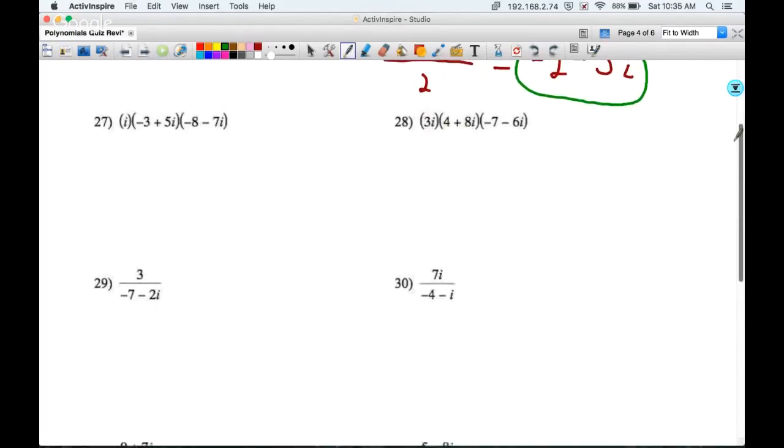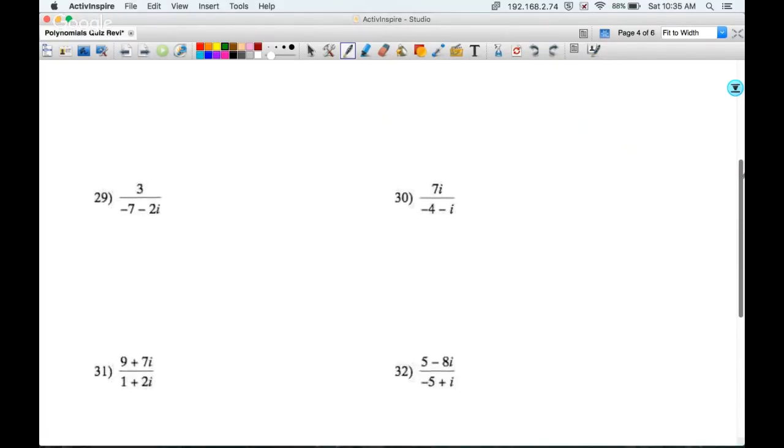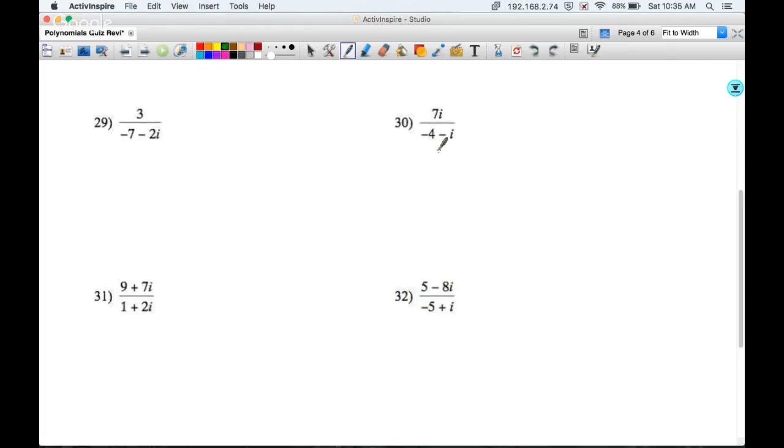Okay, a couple more steps in like 27 and 28, but the process doesn't really change. 29 and 30, however, we do need to bring in another concept. This is the concept of the complex conjugate. For number 29, I'm going to multiply by negative 7 plus 2i over negative 7 plus 2i. Now right there, it's called the complex conjugate. Very easy to find though. You just have to flip the sign in the middle of the imaginary number at the bottom.